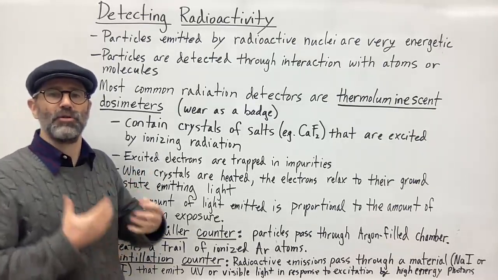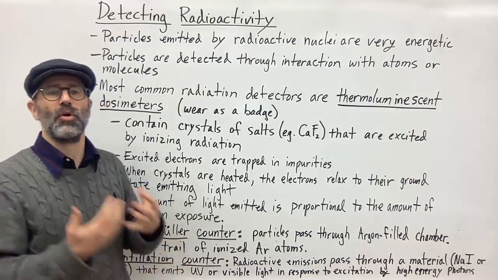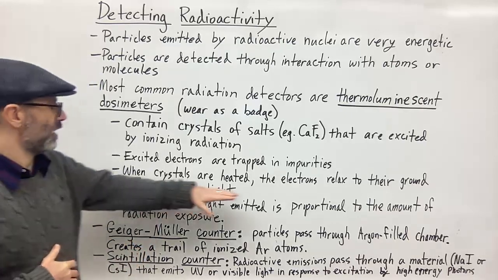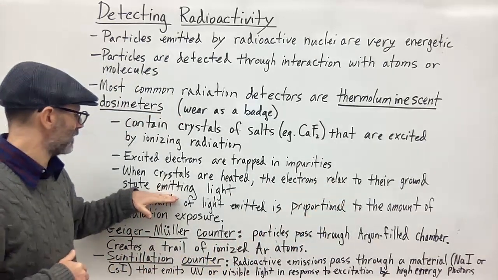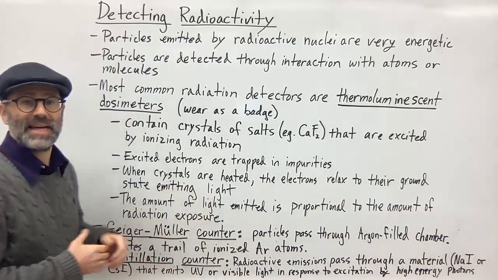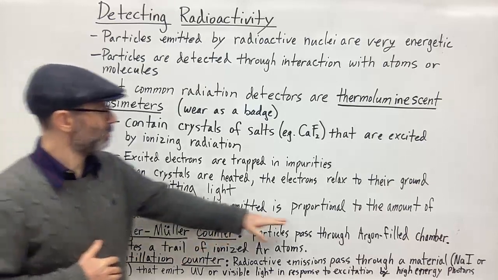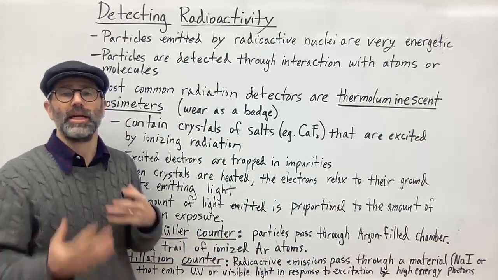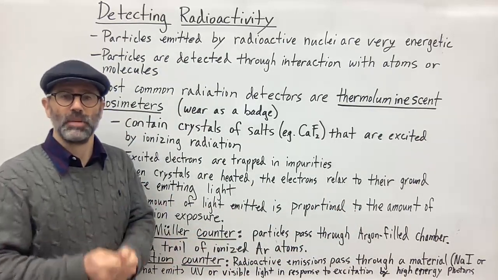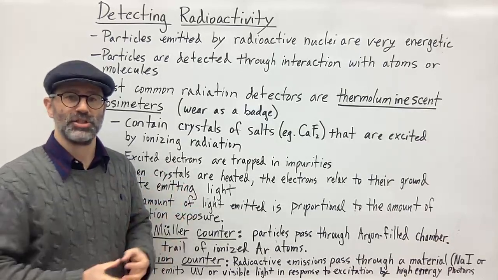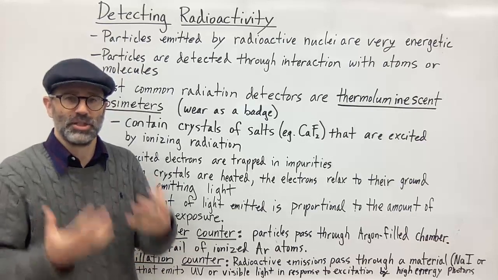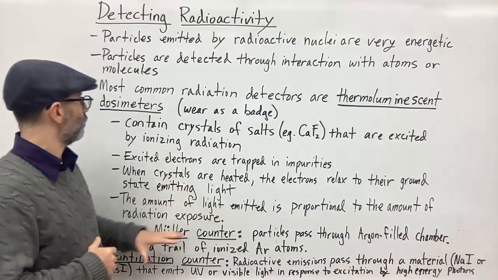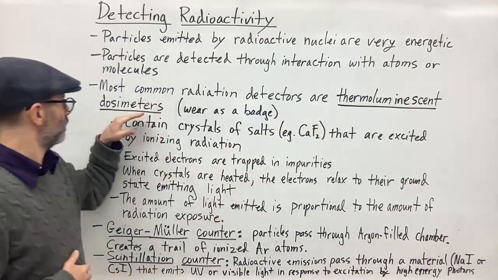So we've got these excited electrons that are trapped. When you finish your job, you turn in your badge, and they use some sort of process to heat it up. Those electrons then relax to their ground state, and that emits light. The amount of light emitted is proportional to the amount of radiation exposure. So the people who work in these areas regularly turn in their badges, and those badges are checked to see how much exposure to radiation these individuals are getting. So that's how this works. That's your thermoluminescent dosimeters.